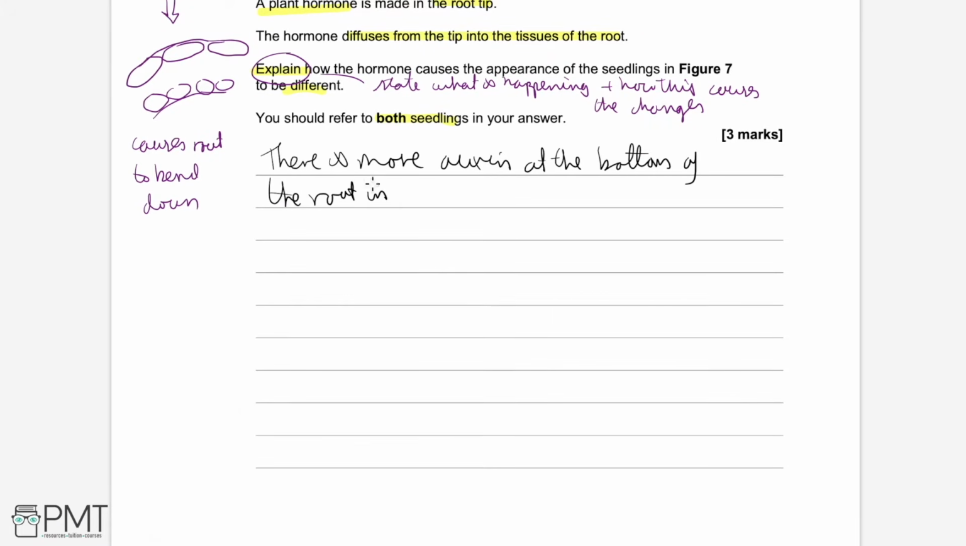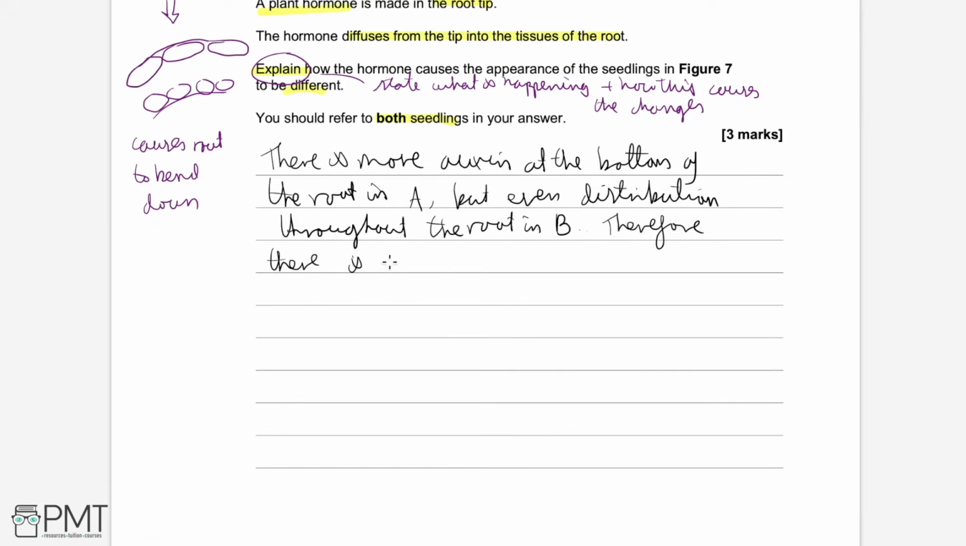There is more auxin at the bottom of the root in A, but even distribution throughout the root in B. Therefore, there is reduced cell elongation at the bottom cells of the root in A. This process causes the root to bend.